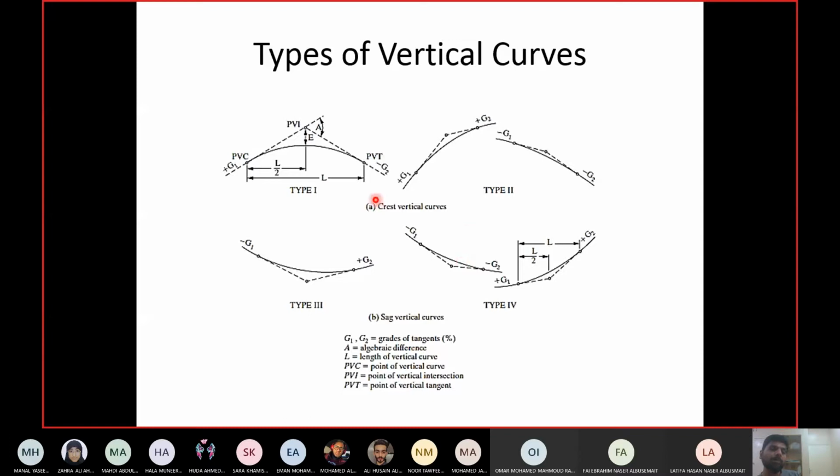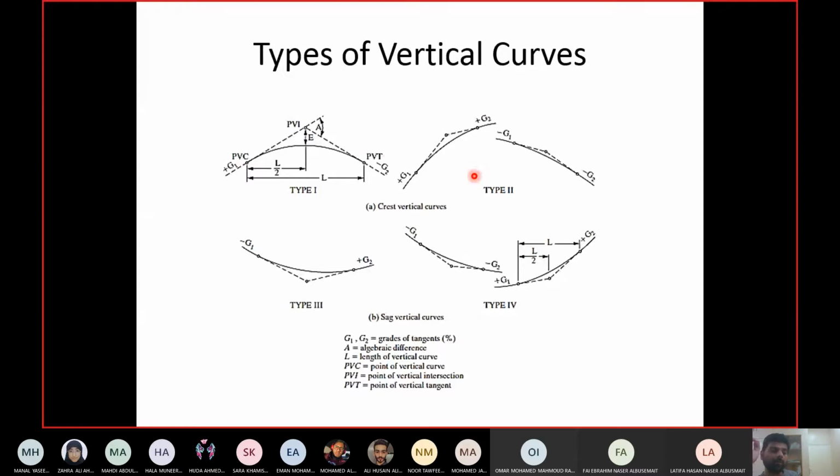Sagging. Then within each curve you have two subtypes. So type 1 and type 2 for crest curve, type 3 and type 4 for sag curve. What is the difference between them? Crest curve type 1 means you are going from positive to negative gradient. So G1 is positive, G2 is negative. You go from G1 to G2, that is type 1, plus G1 to minus G2. Type 2 is when the crest curve goes from one positive gradient to another positive gradient, or from one negative gradient to another negative gradient. So type 1 is from positive to negative, type 2 can be positive to positive or negative to negative.